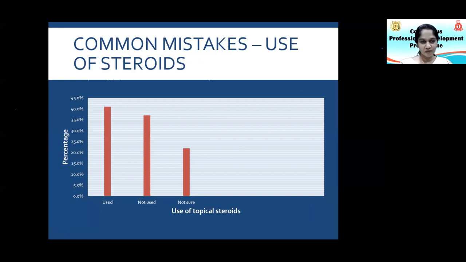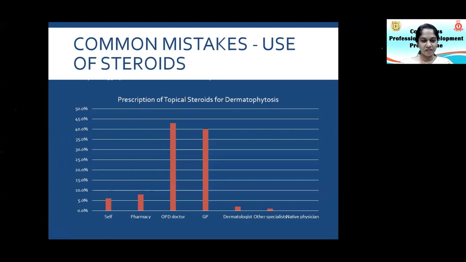We did a multicenter study involving representations from all 9 provinces in Sri Lanka. Out of the patients presenting to the dermatologic clinics with dermatophytosis, about 42% had been earlier treated with steroids. So we went on to see from whom they had got these steroids. It was not self-prescription, it was not pharmacy. The major proportion was from the OPD doctors or the general practitioners. So actually it is a failure of the medical system.